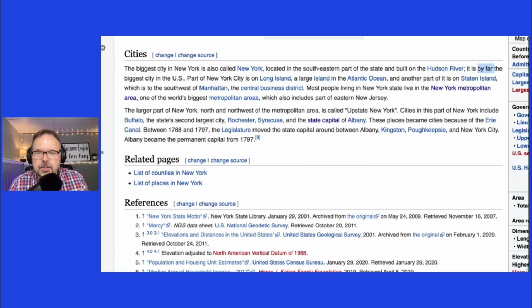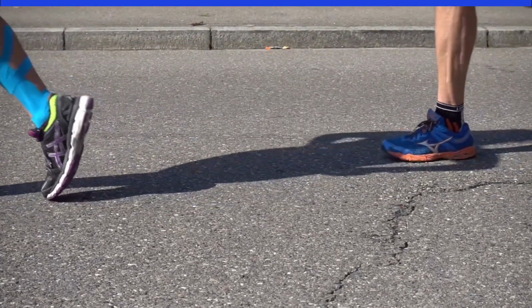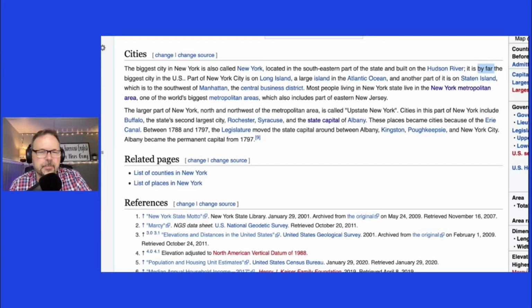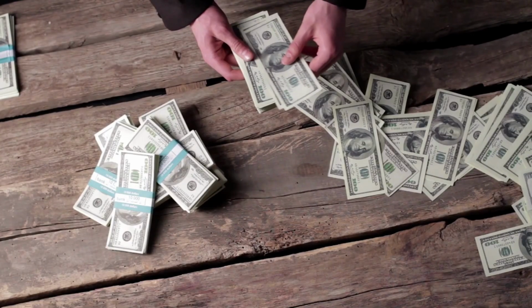By far, that's a good term to know if you want to say something is a lot more than another thing. So he is by far the fastest runner in his state. It's not close, by far, really fast. Part of New York City is on Long Island, a large island in the Atlantic Ocean, and another part of it is on Staten Island, which is to the southwest of Manhattan, the central business district. So you may have heard of Manhattan. Whenever I think of Manhattan, I think, wow, rich people.